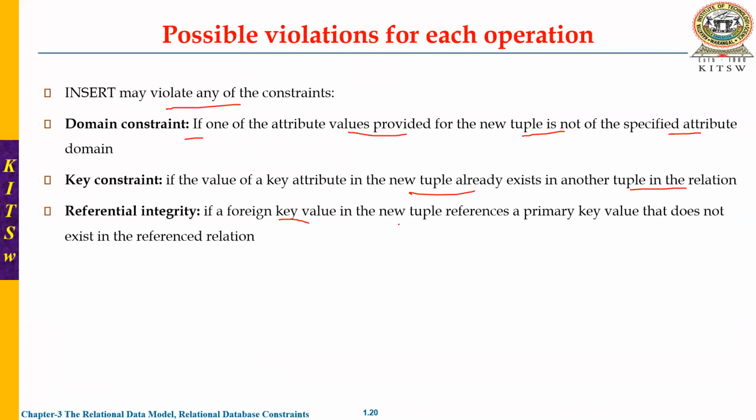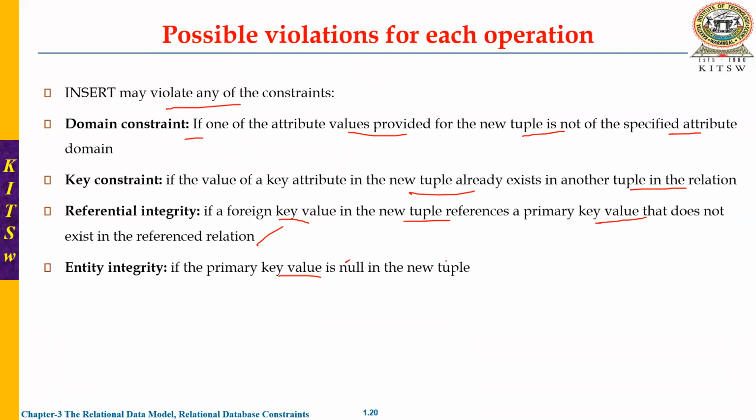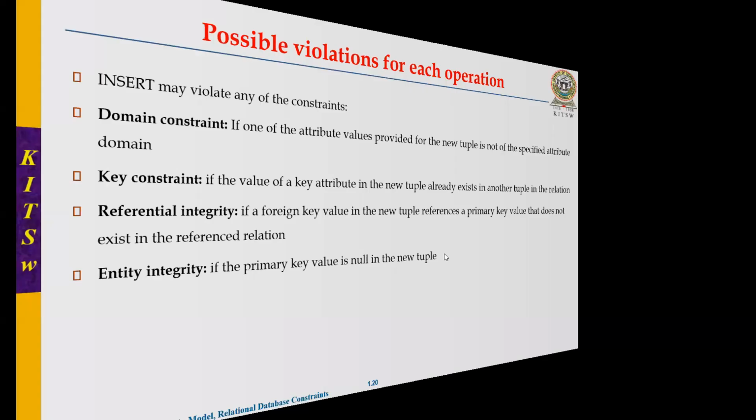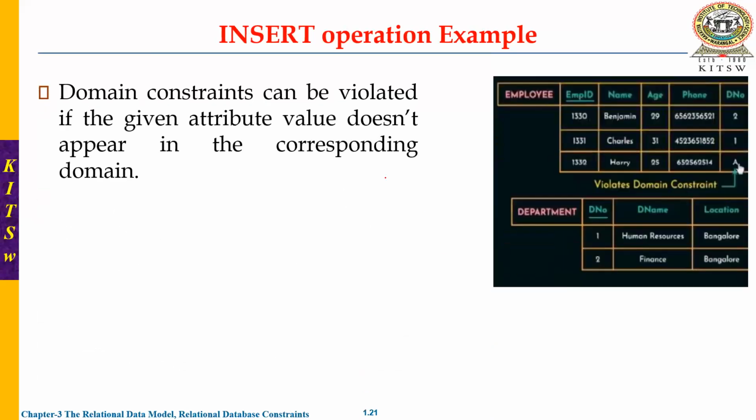If a foreign key value in the new tuple references a primary key value that does not exist in the referenced location, this may be a violation. And entity integrity: if the primary key value is null in the new tuple, then it's a violation of primary key rules. For example, a domain constraint can be violated if the given attribute value does not appear in the corresponding domain. For example, here the domain is integer values only, number values. But if you are giving a non-number value, this will violate the domain constraints.